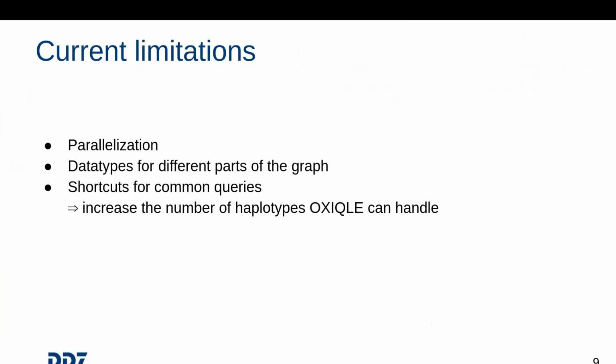This has the purpose of increasing the number of haplotypes that Oxical can handle, because currently Oxical can work with small graphs like the draft human pangenome graph released by the consortium, but not with bigger graphs like they plan to release in the future. This was it from our side.